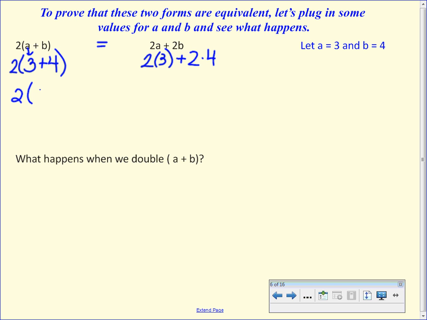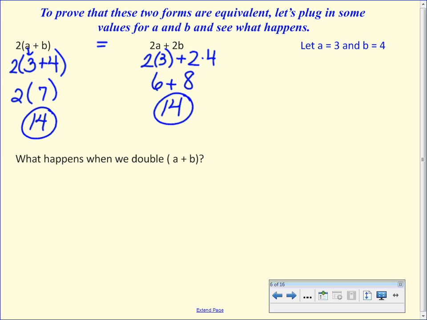So 3 plus 4 is 7. 2 times 7 is 14. 2 times 3 is 6. 2 times 4 is 8. And when you add them together, it's 14. So are those two expressions equivalent? Yeah, exactly.